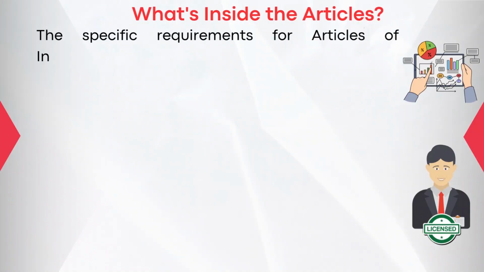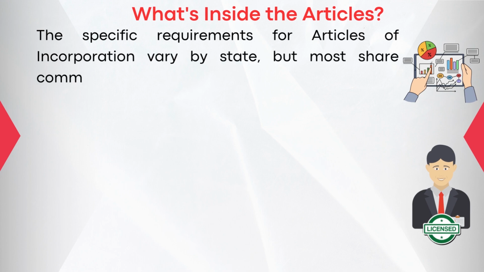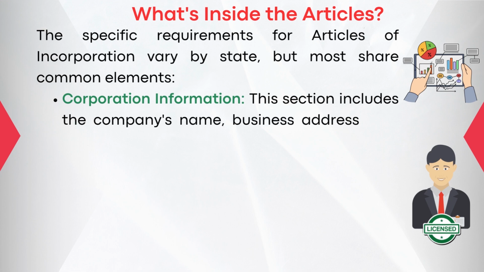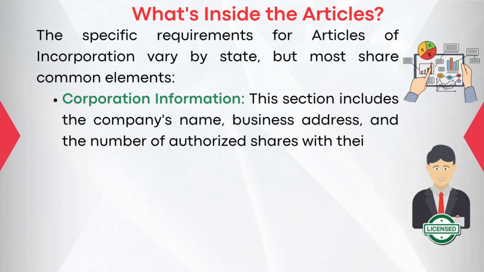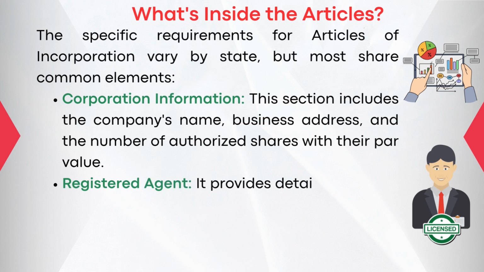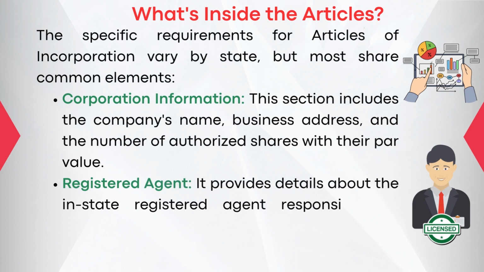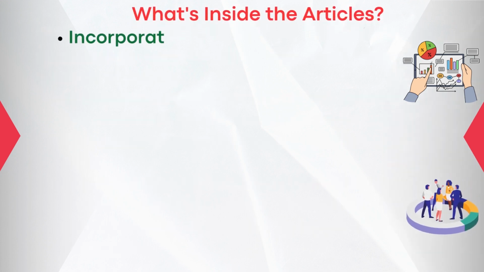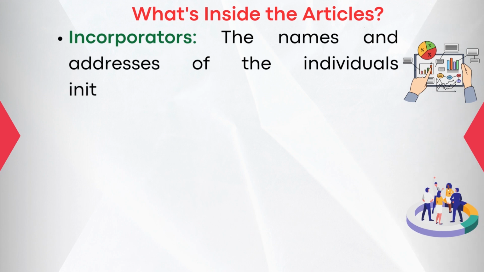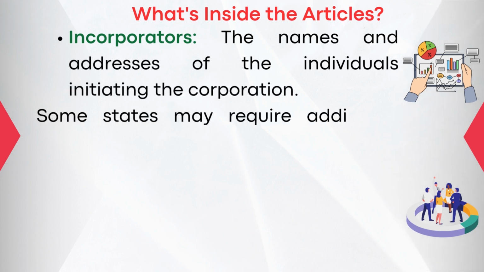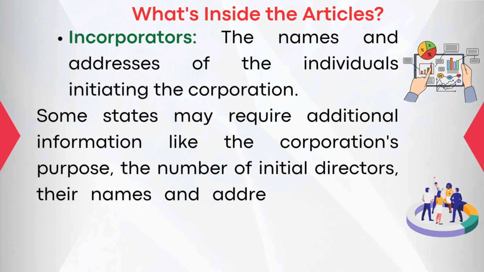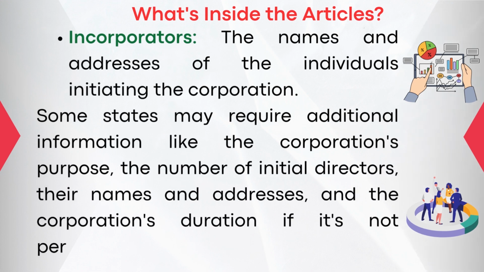What's inside the articles? The specific requirements for Articles of Incorporation vary by state, but most share common elements. Number 1. Corporation information. This section includes the company's name, business address, and the number of authorized shares with their par value. Number 2. Registered agent. It provides details about the in-state registered agent responsible for accepting legal documents on behalf of the corporation. Number 3. Incorporators. The names and addresses of the individuals initiating the corporation. Some states may require additional information like the corporation's purpose, the number of initial directors, their names and addresses, and the corporation's duration if it's not perpetual.